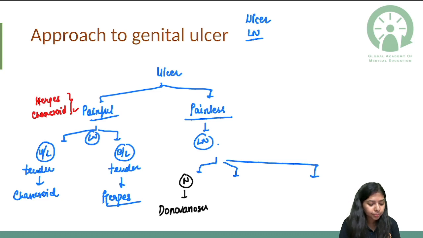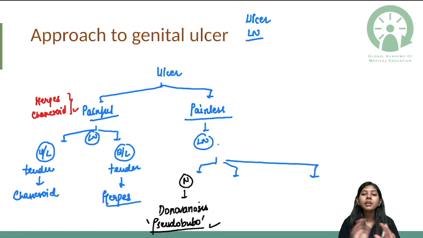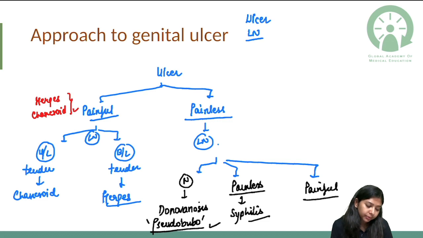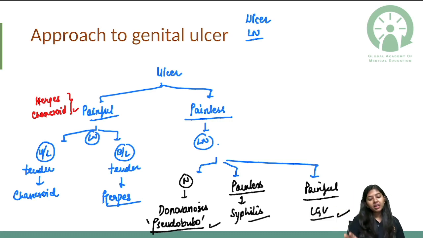You get a pseudobubo here. It is a false swelling. It's not an inguinal lymph node swelling. It's a swelling because of autoinoculation of the organism, right? So it's a pseudobubo. If the lymph nodes are painless, it's syphilis. Painless ulcer, painless lymph node. And if the lymph nodes are painful, it's a case of lymphogranuloma venereum, right? So painful ulcer, painful lymph node, you have two causes, herpes and chancroid.